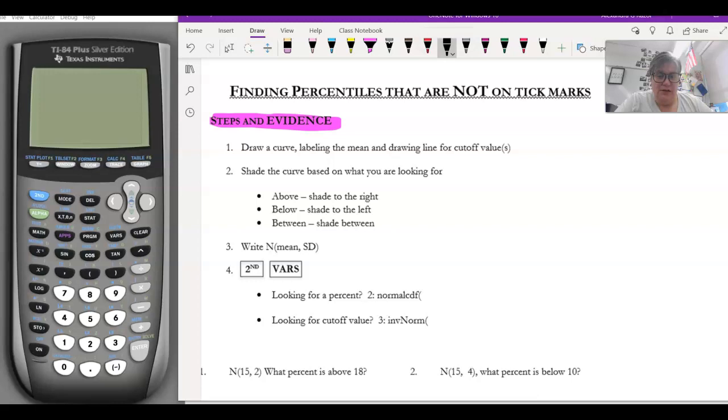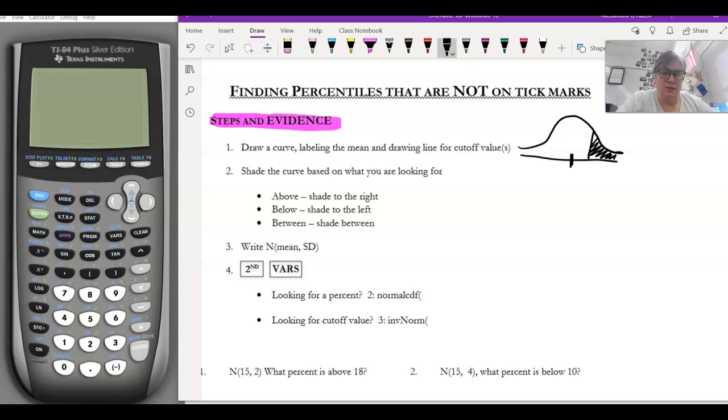So the first thing you're going to do is draw a curve. And you don't have to label everything. You just have to draw the curve. And you're going to put the mean there. And then you're going to draw a line for the cutoff. And then you're going to shade if it's above. And then if it's below, you're going to shade the other side.